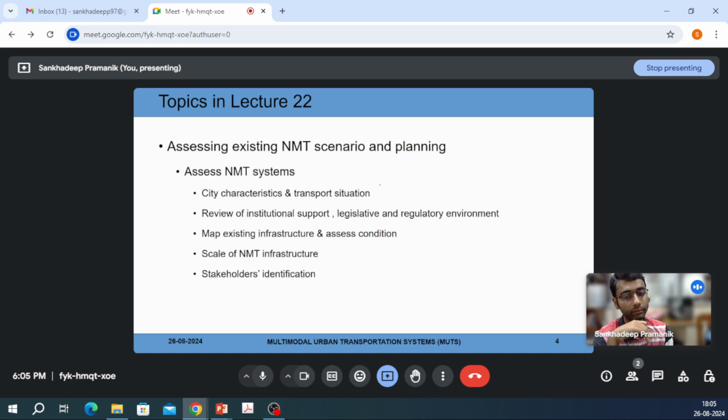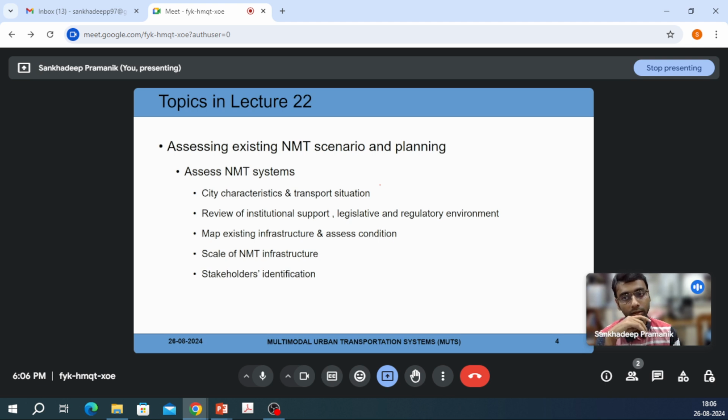Then after assess, we proceed to enable, which is step 2, where we look at the policy perspective, whether there are any barriers, and how the delivery of the NMT system will be done, whether it will be built totally by some consultant, or the government will build it. So there are different perspectives analyzed in this enable step, which is step 2.